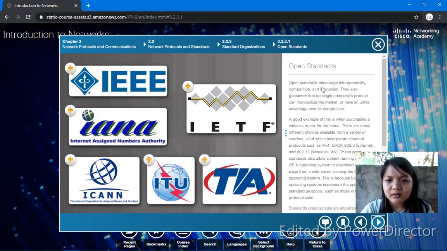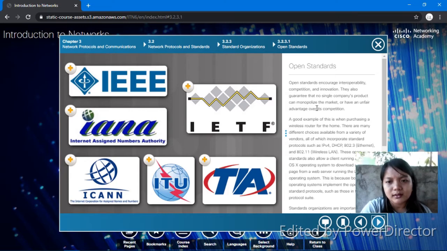The next is open standards. Open standards encourage interoperability, competition, and innovation. They also guarantee that no single company's product can monopolize the market or have an unfair advantage over its competition.